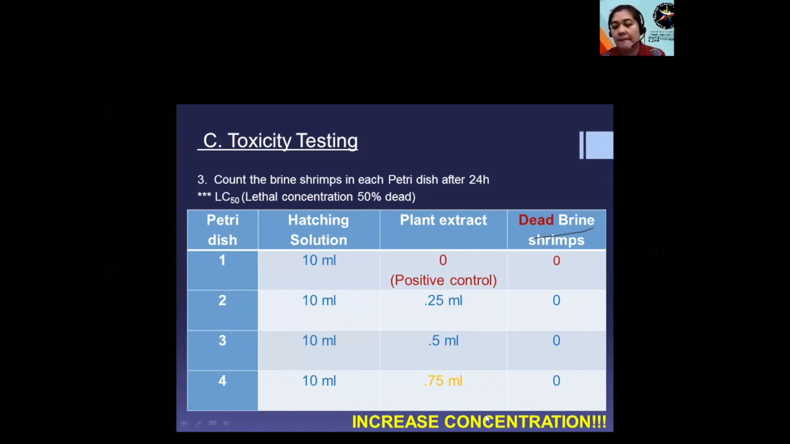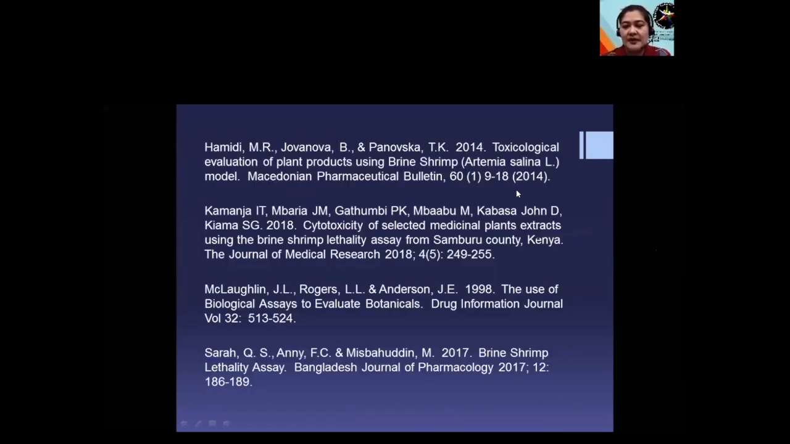You go up. You increase the concentration. Okay? This would be articles that I have included here para po pwede po nating gayahin yung mga ginawa nila, or pwede nating i-pattern yung study natin sa mga ito. Okay?